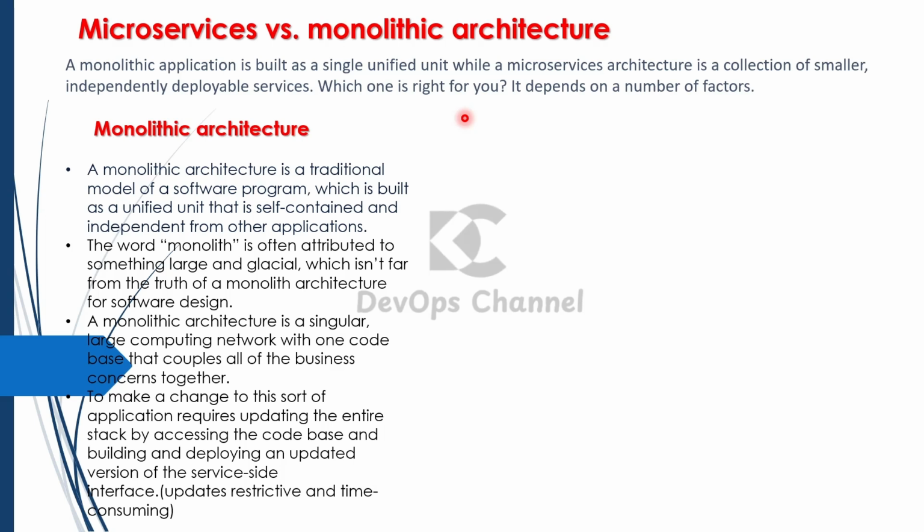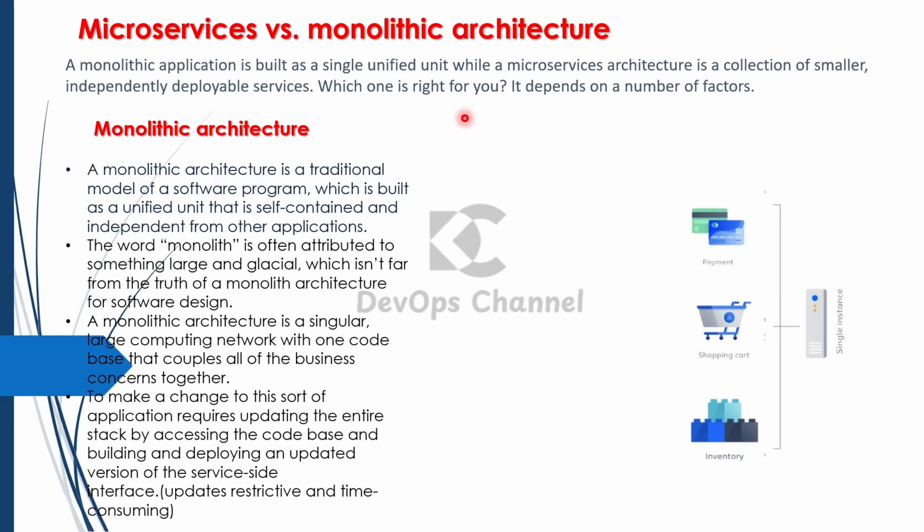Suppose there are three services you can provide over your application: payment, shopping cart, and inventory. Okay, there are three sub-services for your application. Now, in monolithic, you are connecting all these three to a single instance. Whatever you are managing and deploying is managed by a single instance. Whenever your users or clients connect to any of the services, it is redirected to the services via this single instance. Okay, so that's called monolithic.